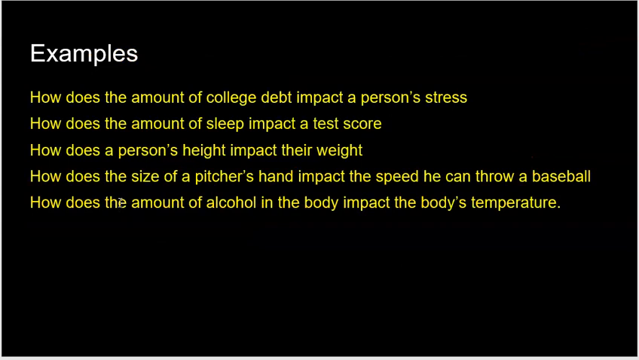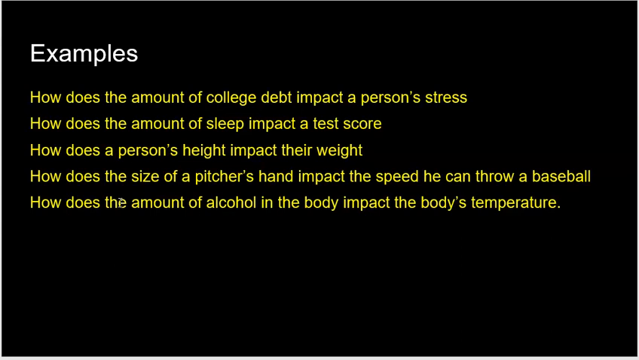All right, here are some examples. How does the amount of college debt impact a person's stress? If you measure stress on a scale of 1 to 10, then it does become quantitative. So I would assume that the more college debt somebody has might lead, not cause, might lead to more stress. How does the amount of sleep impact a test score? If I get a lot of sleep, I'm well rested, I feel good, I might do better on my test. How does a person's height impact their weight? Well, if I'm taller, then I may just happen to weigh more because I've got more body there. You know what I mean?